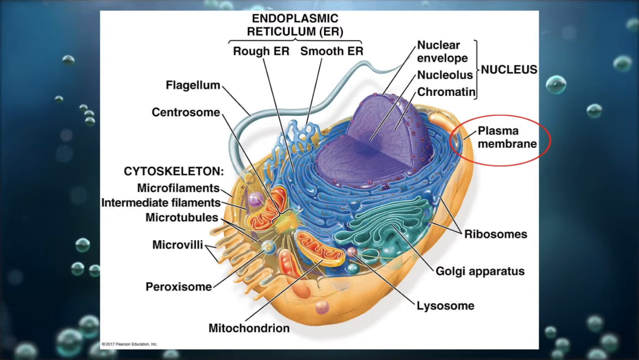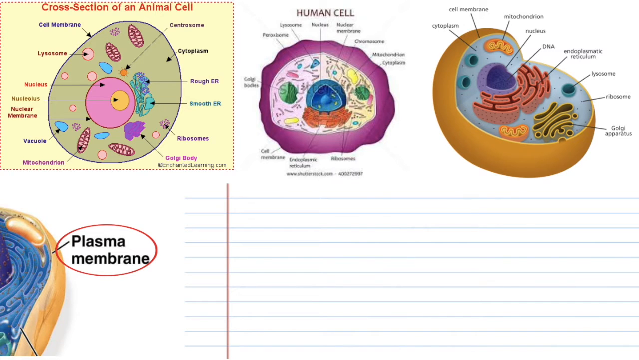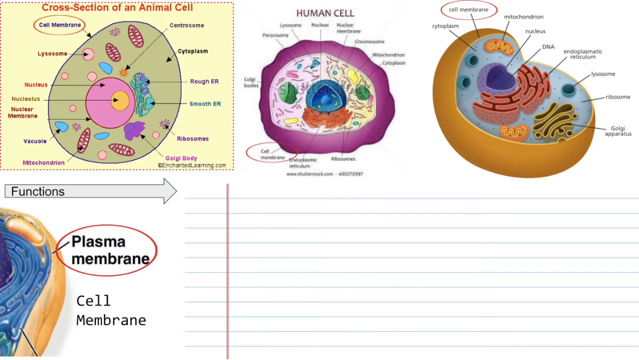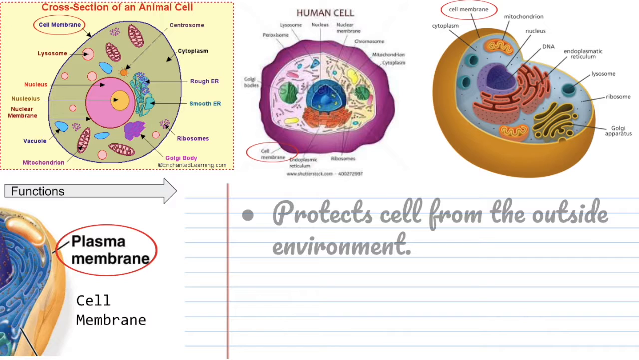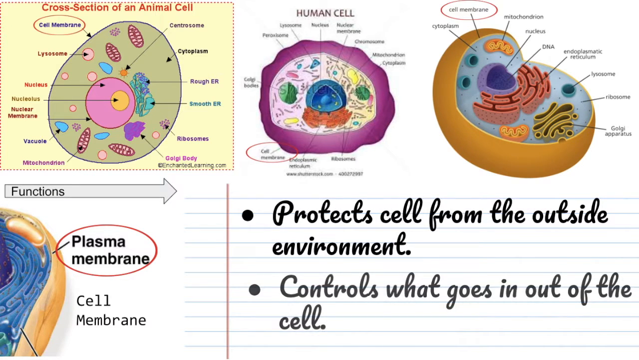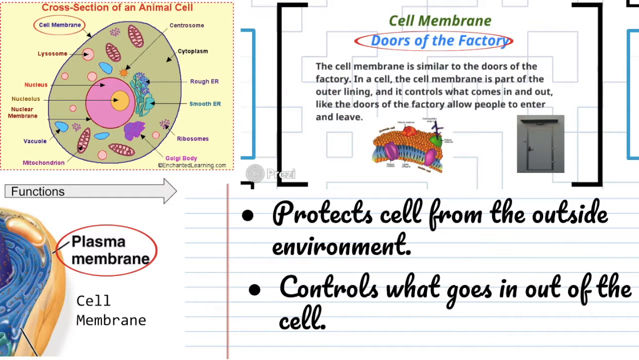Next is the plasma membrane. The function of the plasma membrane. By the way, another word for plasma membrane is cell membrane, which is what I personally prefer to call it. The function is quite simple. It's the outer wall of the cell that basically protects the cell from the outside environment. In a way, it controls what goes in and out of the cell. Think of it like the doors to a factory.